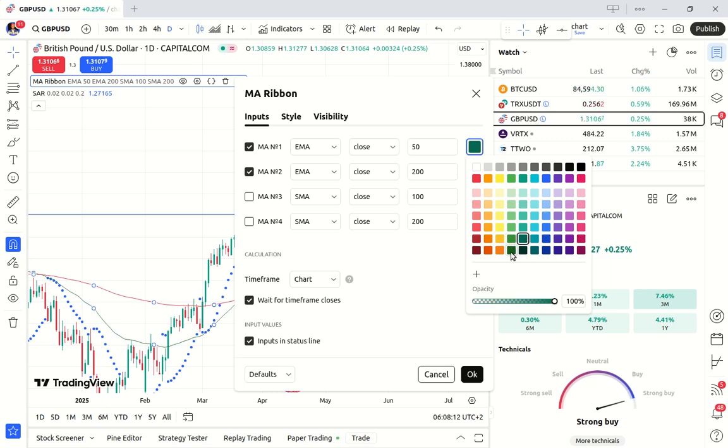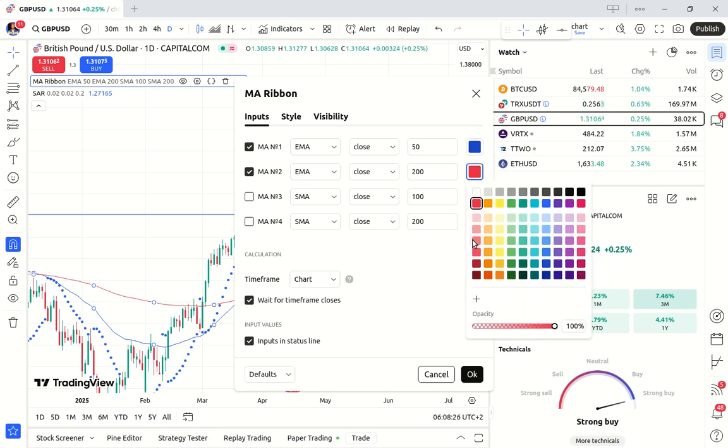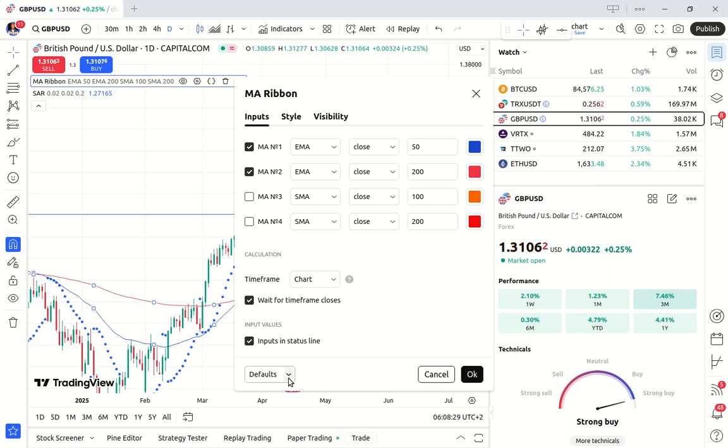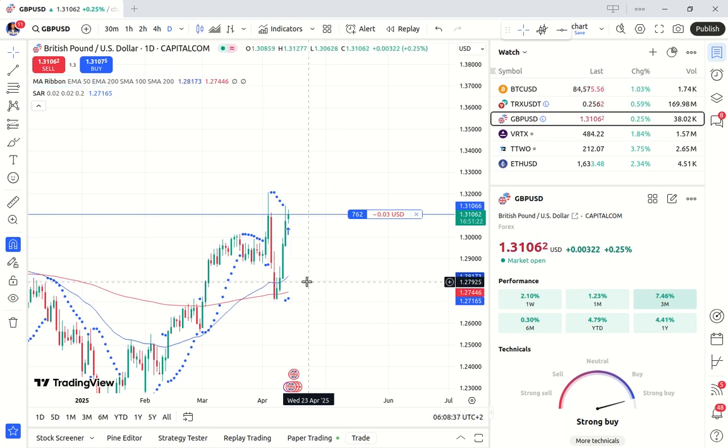I used to use green a lot back in the day, but even blue works just as well. And then you can change the color to red as well. And so the price has to be above both exponential moving averages, which is the 50-day moving average and the 200-day moving average. Now the 50-day moving average in this case is represented by this blue line here, and the 200-day moving average in this case is represented by this red line over here.